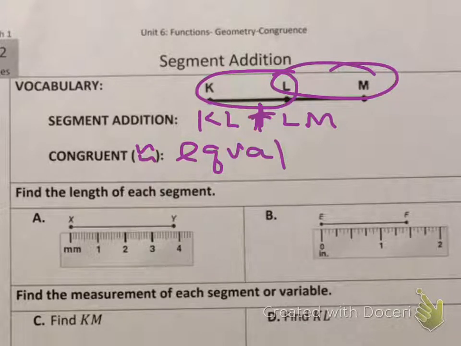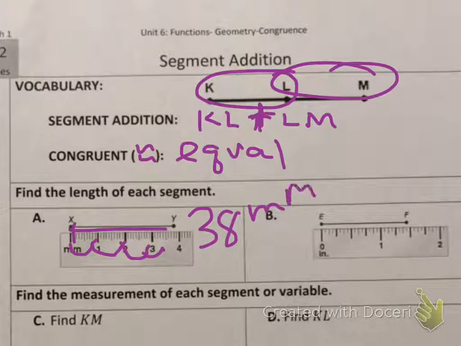So it says find the length of the segment here. We're going from here to here on this. We're in millimeters, it looks like. So every centimeter is 10. So 10, 20, 30, 5. I think we're up to 38. So let's go with 38 millimeters here on that one. And then over here on this one, we're in inches. And so this is 1.5 inches for that line segment.